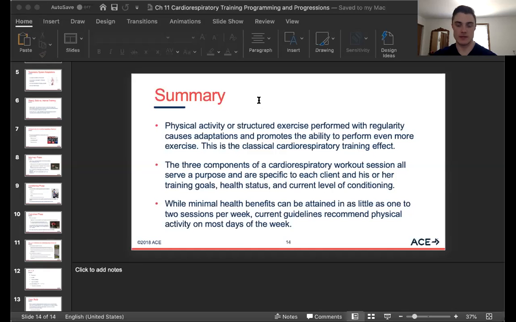We have training phases that are related to the zones, that are related to the ventilatory thresholds. So know the zones, know the ventilatory thresholds, know the talk test. All those, you see them, they keep coming up all the time in these lectures, so very likely that they'll be on the exam.